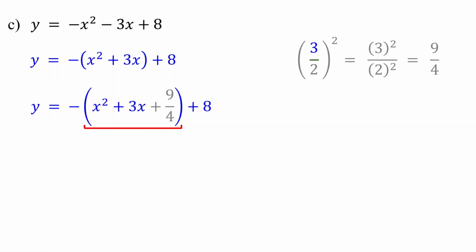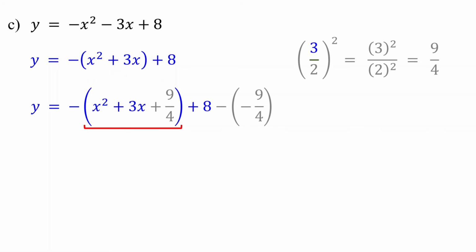Now, to maintain the equation value, what number should we subtract? Notice that the trinomial is multiplied by -1. If we distribute -1, -1 times 9/4 gives us -9/4, which means we are actually adding -9/4, right? So, to maintain the equation value, we must subtract -9/4.